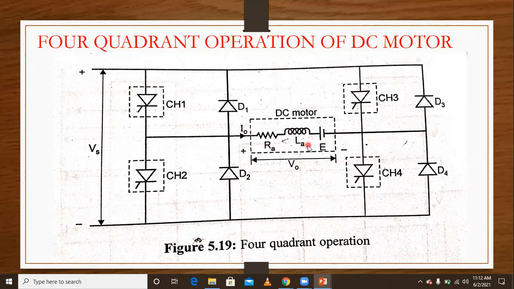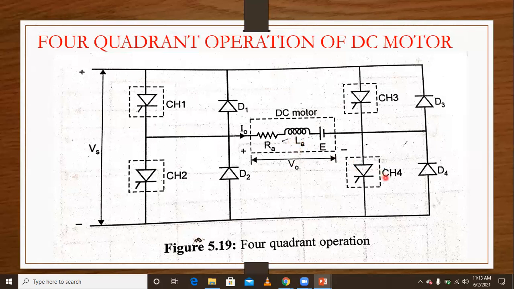During CH4 turned on, inductor L stores the energy. Inductor stores the energy in this regenerating mode, generating mode. The fourth quadrant is also generating mode, and the second quadrant is also generating mode. But here in the fourth quadrant, it is generating mode in reverse direction. So in generating mode, the energy stored in the inductor is increasing.